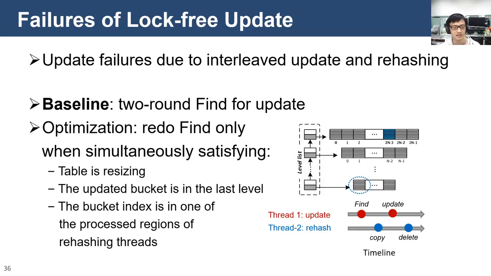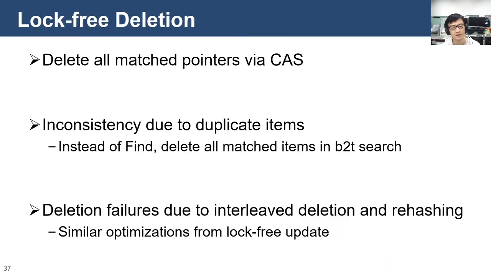Clevel hashing optimizes the update by filtering unnecessary second run find, since it is rare to simultaneously satisfy all the three conditions. The overall update overheads are acceptable. The lock-free deletion is also based on compare and swap. For duplicate items, unlike update, delete all unmatched items in the bottom-to-top search. The lock-free deletion also has failures like the update. Hence, we leverage similar optimizations to avoid frequent execution of deletion.